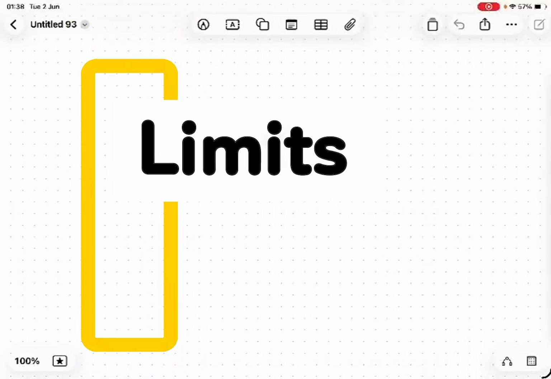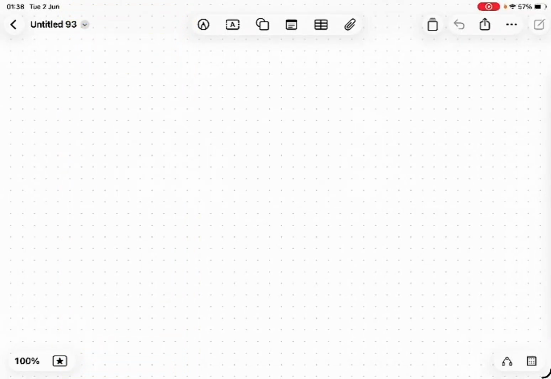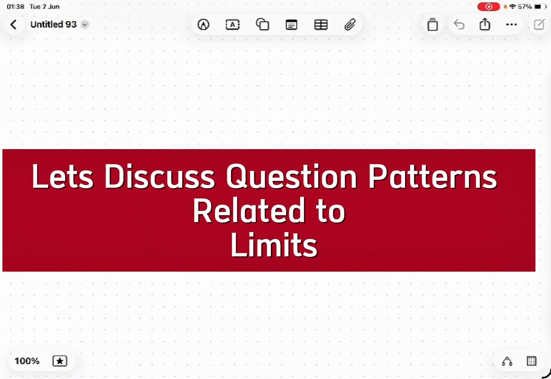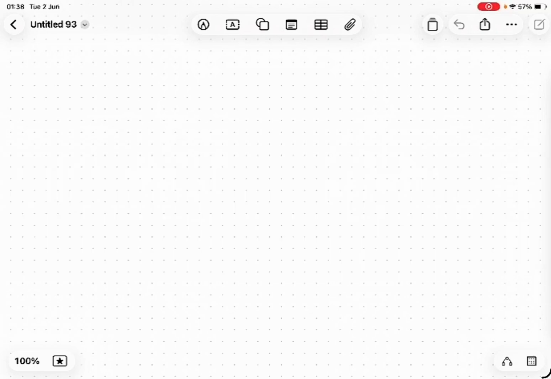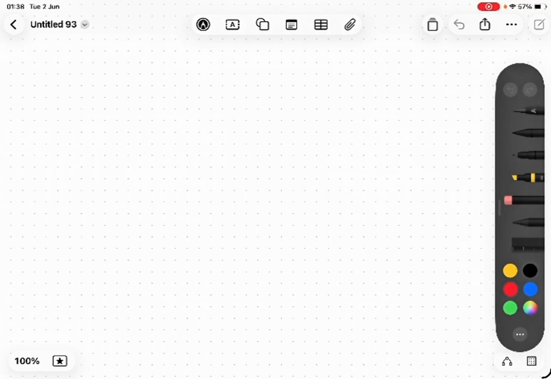Hi, so here we are to talk about the question patterns that you get in limits, right? First thing, you observe you have a question like this. Let's say you have the limit of (x squared minus 4) over (x minus 2). This is the question you have, and it is when x tends to 2.